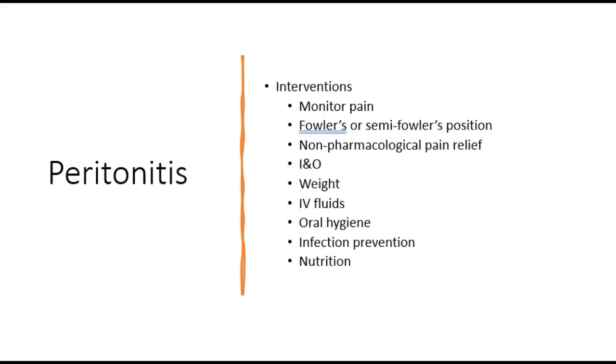Interventions for peritonitis: you want to monitor pain and assess the effectiveness of pain medications. Unrelieved pain or a change in the location, severity, or type of pain can indicate the spread of infection, abscess formation, or other complications. Place the patient in Fowler's or semi-Fowler's position with the knees and feet elevated. This will reduce stress on the abdominal sutures, it facilitates respirations, and it promotes comfort.